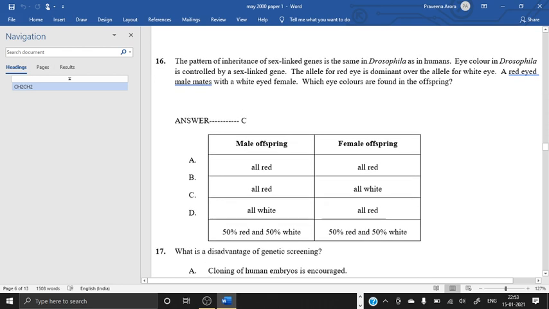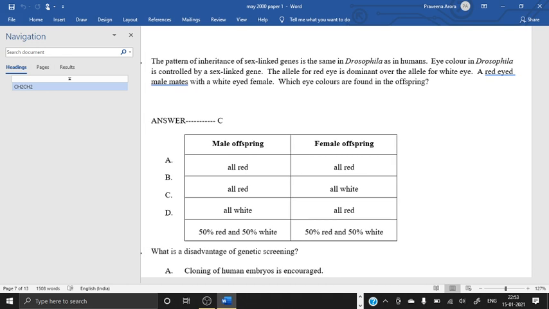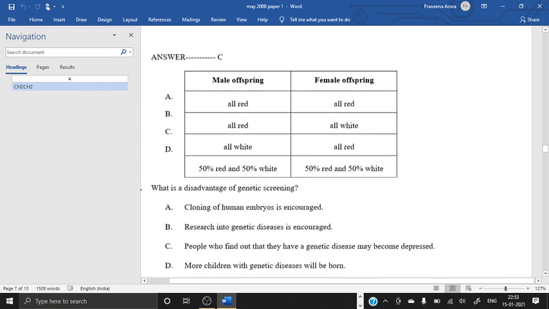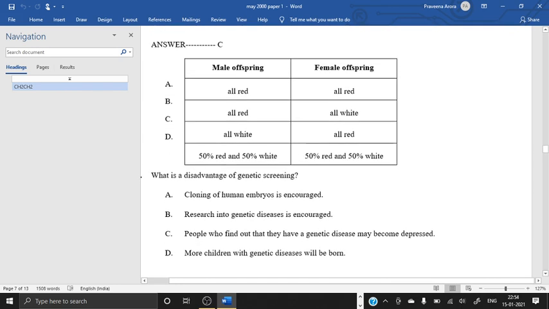16th question: is the pattern of inheritance of sex-linked genes in Drosophila the same as in humans? Eye color in Drosophila is controlled by a sex-linked gene. The allele for red eye is dominant over the allele for white eye. A red-eyed male mates with a white-eyed female. Which eye colors are found in the offspring? So four options are given over here, and the answer is C: if it's a male offspring, all red, and if it's a female offspring, then all white. You have to calculate and then give the answer.